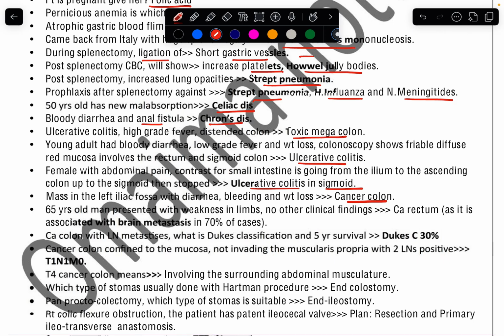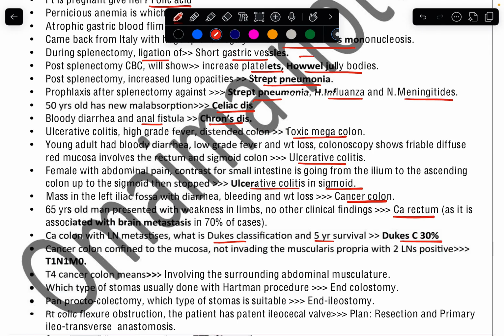65-year-old man presented with weakness in limbs. No other clinical findings. CA rectum, also with brain metastasis. Weakness in the limbs. Okay. CA colon with lymph node metastasis. Duke staging, 5-year survival is 30%. This is stage Duke C. Lymph node metastasis there, it is 30 to 50%.